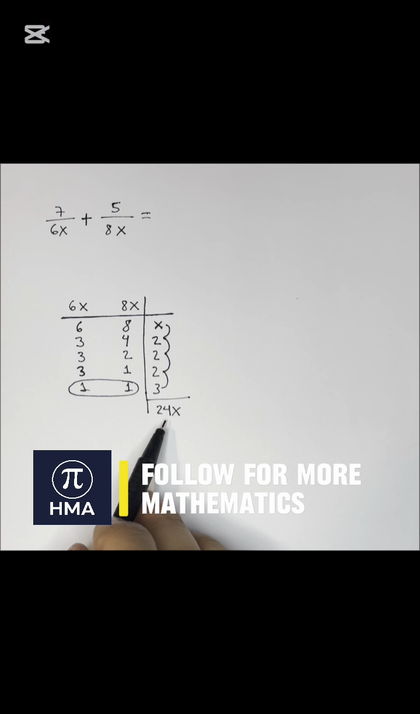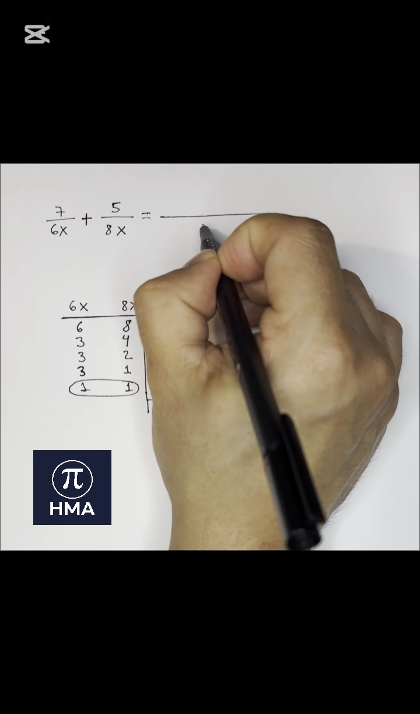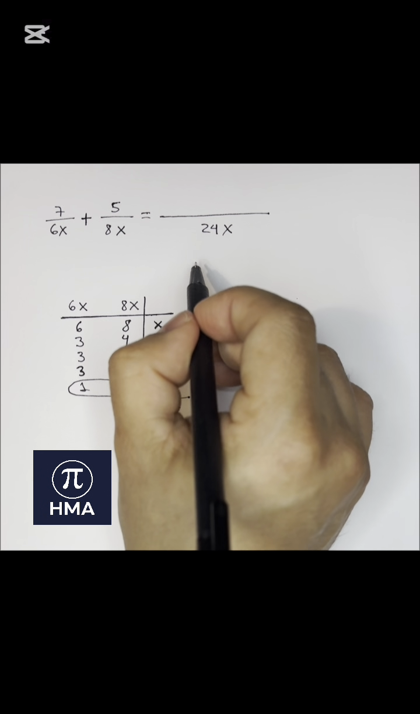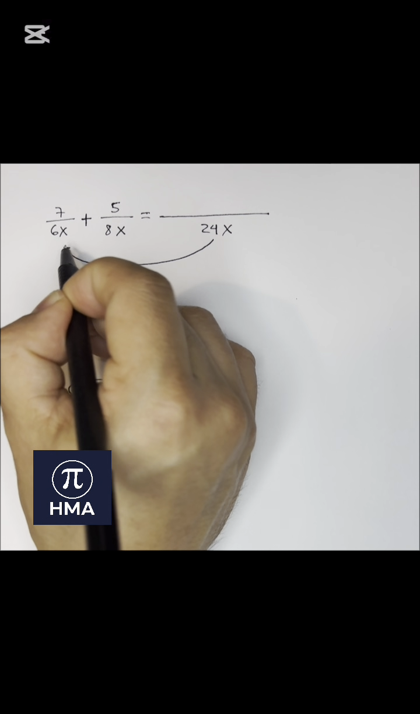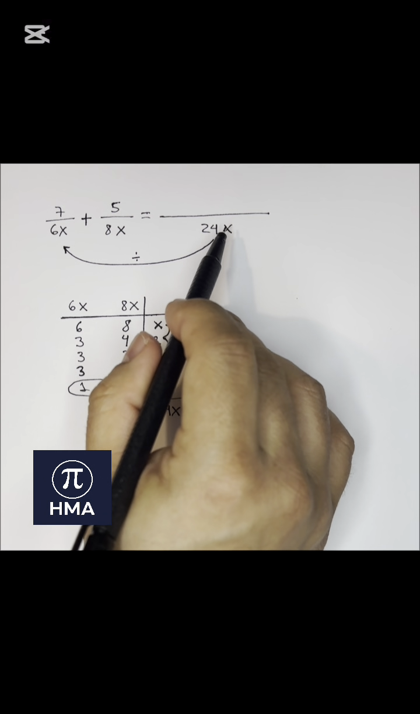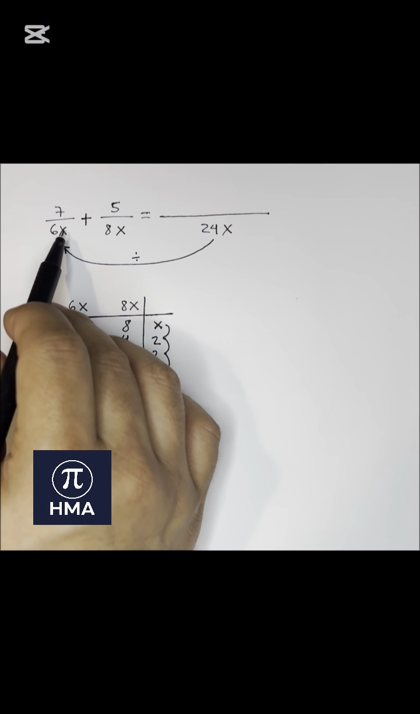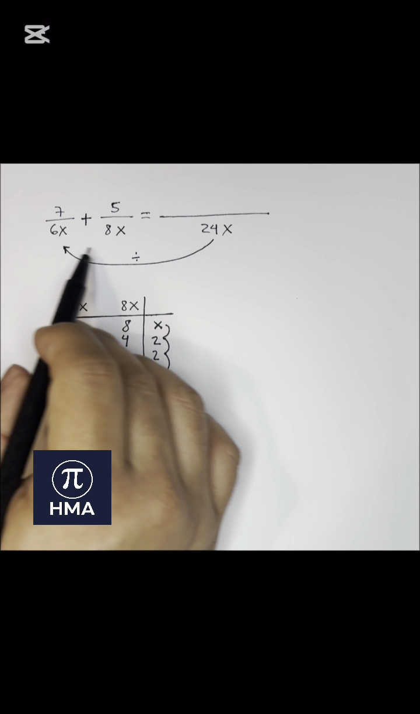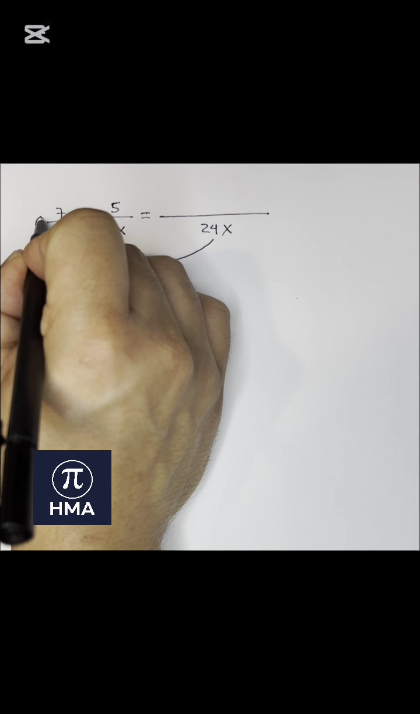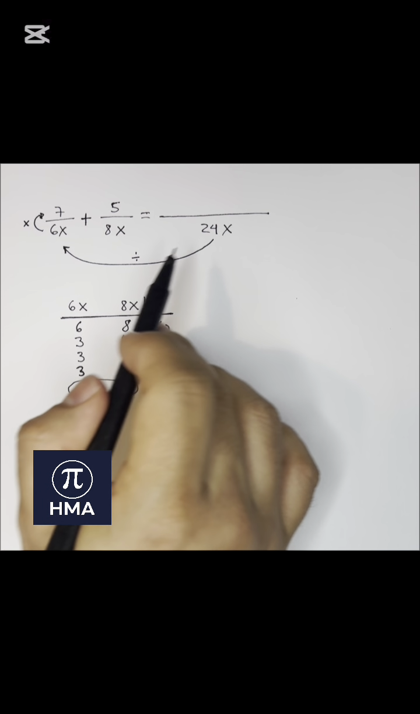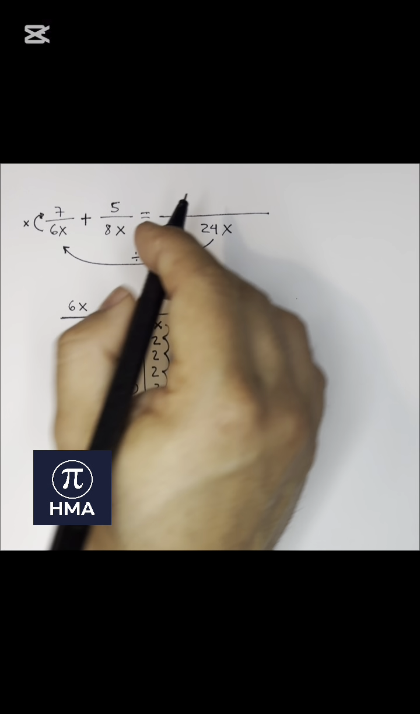This is the least common multiple. Therefore, I will write it in the denominator of the result, 24x. The next step we need to do is to take this expression and divide it by the first denominator. In this case it will be 24x divided by 6x. The x divided by the x will be eliminated, right? And the 24 divided by 6 will be 4. And this number 4, the result, should be multiplied by the numerator. In this case, 24x divided by 6x is 4, multiplied by 7 is 28.